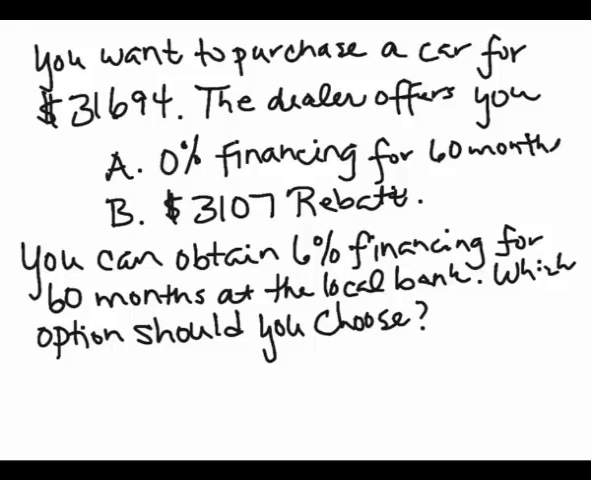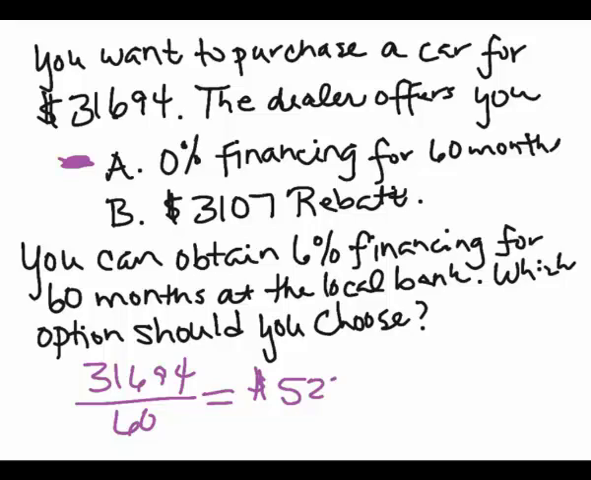Okay, so first let's just go deal by deal. Let's look at the first one. I can write down here. Okay, so the first deal, let's make it purple. 0% financing for 60 months. That means there is no interest rate. You're going to take the price of the car and divide it by 60 months, and that's going to be your payment. So we're going to have $31,694 divided over 60 months. Your car payment would be $528.23.